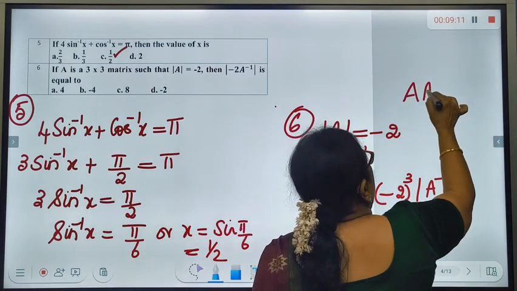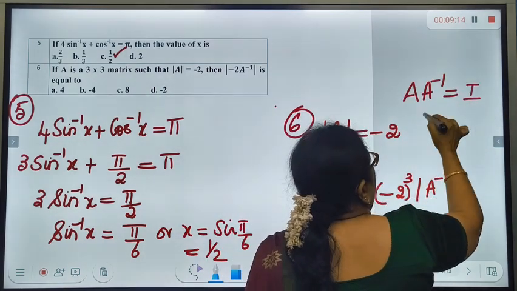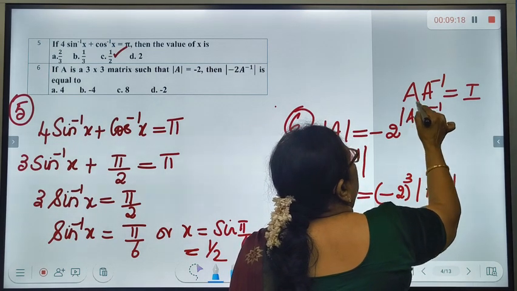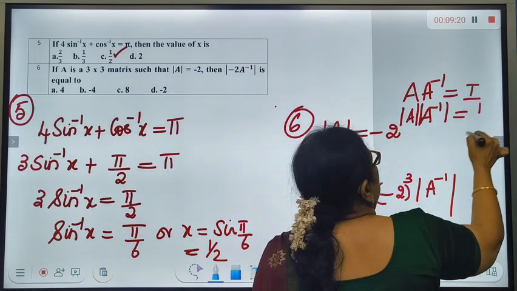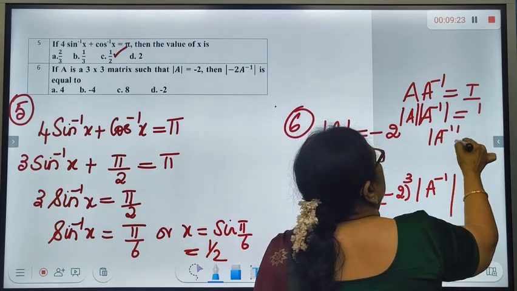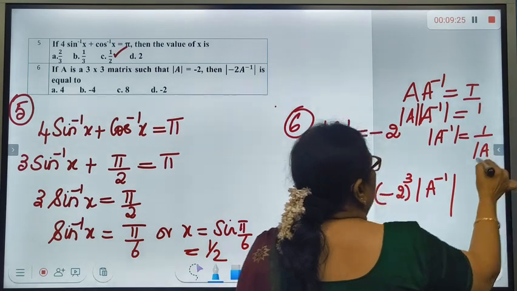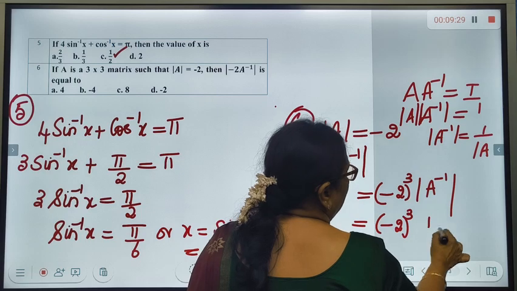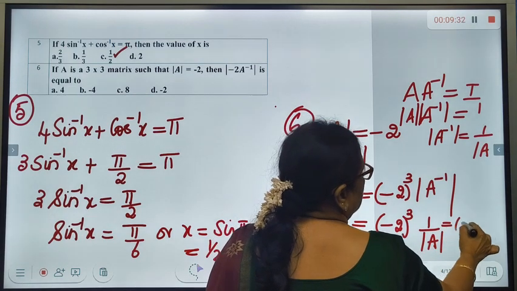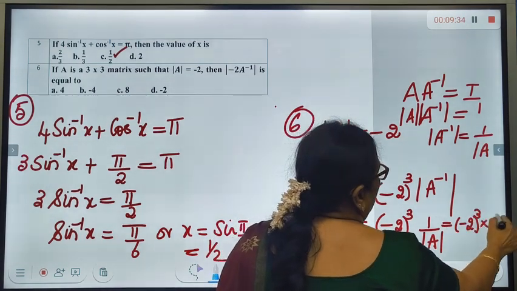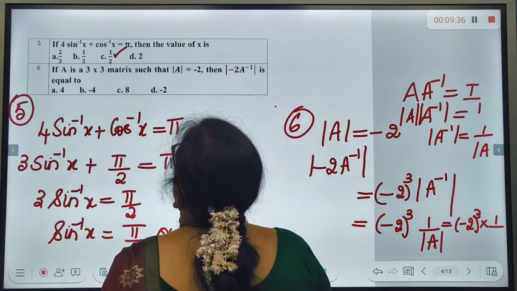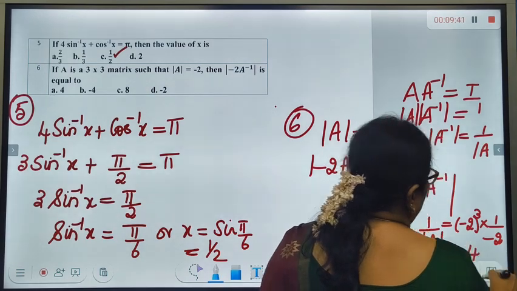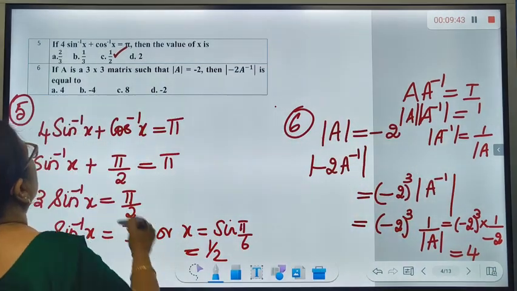We know that A into A inverse is I. So determinant of A into determinant of A inverse is 1. So determinant of A inverse is 1 by determinant of A. So this is minus 2 cube into 1 by determinant of A, which is minus 2 cube into 1 by, what is determinant of A? It is minus 2. So the minus 2 gets cancelled, giving you minus 2 square, which is 4.